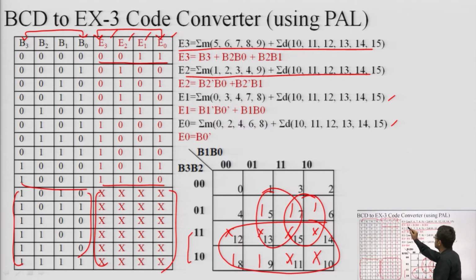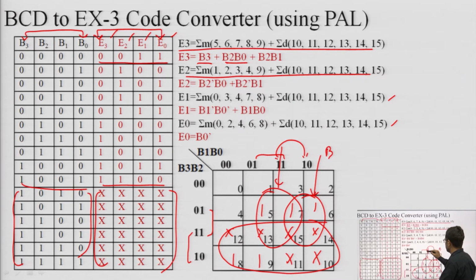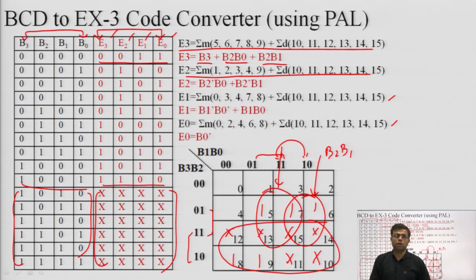So that's why you can see that there is B3, and then this quad corresponds to B2, and this one corresponds to B0. So that's why B2, B0. Similarly, this one from the row side is B2, and from the column side this one and this one is common, which corresponds to B1. So B2, B1. Similarly, we can solve the K map for other expressions, but this is not the main motive here.